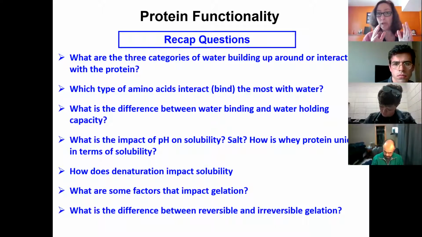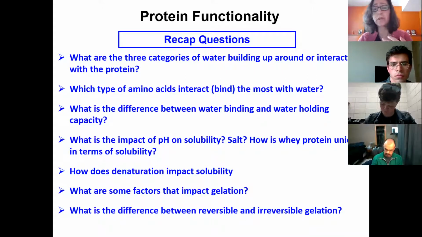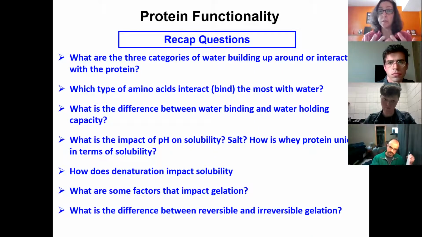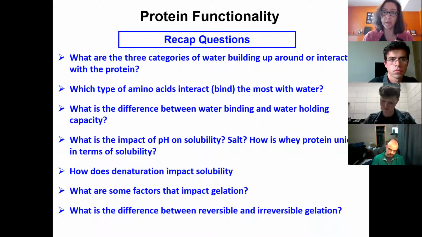So when you start building multiple layers, you start to have water available to dissolve other constituents and to participate in chemical reactions. And then you have the free flowing water. There's the strongly bound water, there's the free flowing water, and there's also the physically entrapped water in a three-dimensional matrix. Okay.